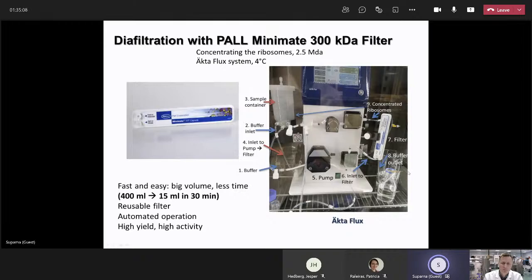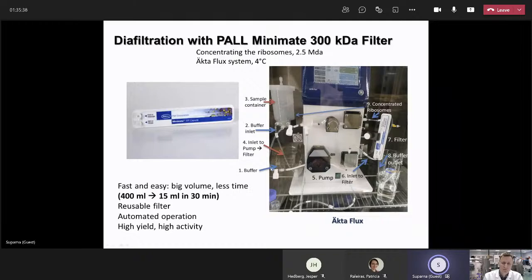We used one ÄKTAflux system in the Testa Center, and I briefly explained this. Here is the main important thing. This is a sample container, and you can see that it has the volume marked on it very well, and its weight is being monitored. So we put the sample here. The same system one can use for buffer exchange, like what Patricia mentioned. And here is your buffer container. This is the inlet for the buffer.